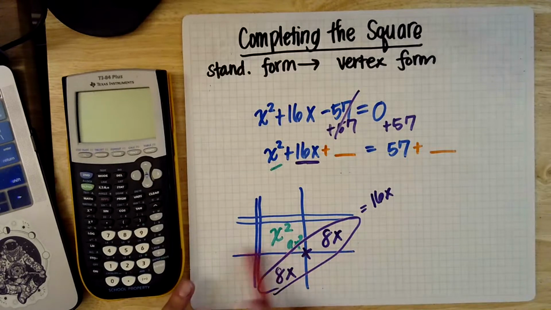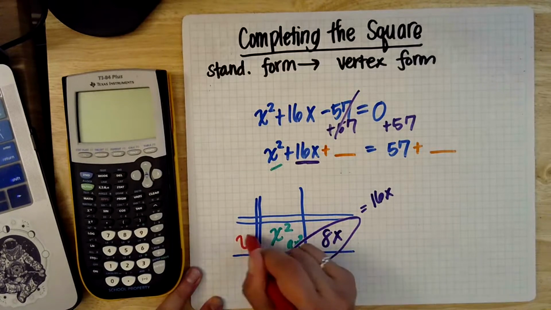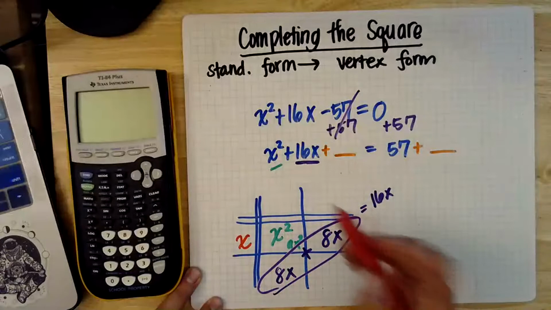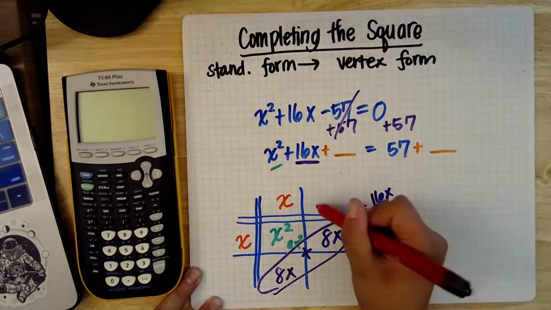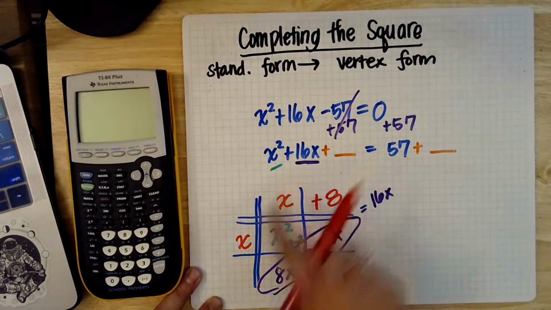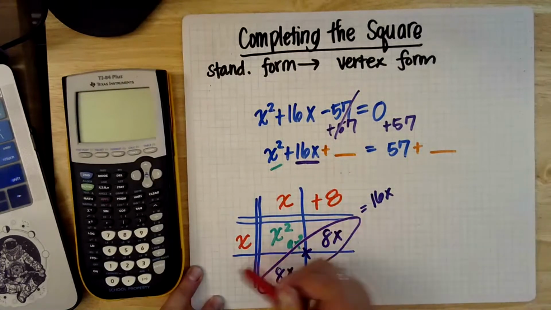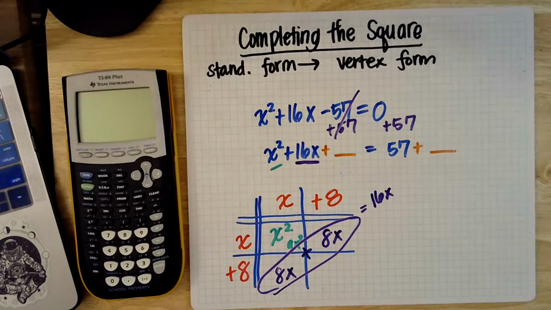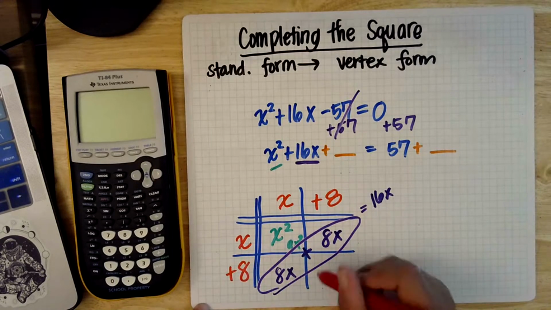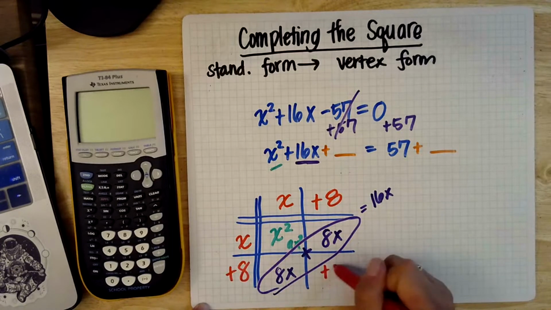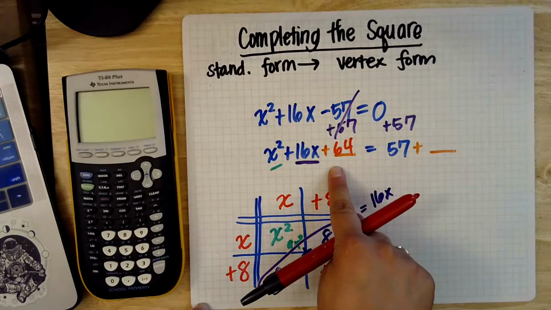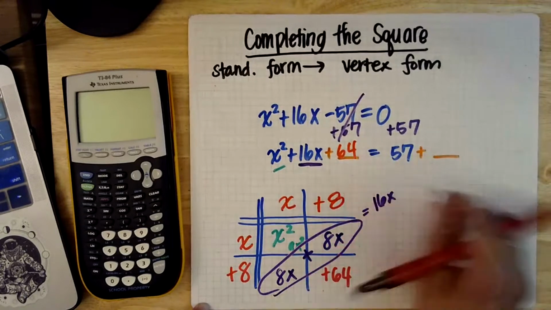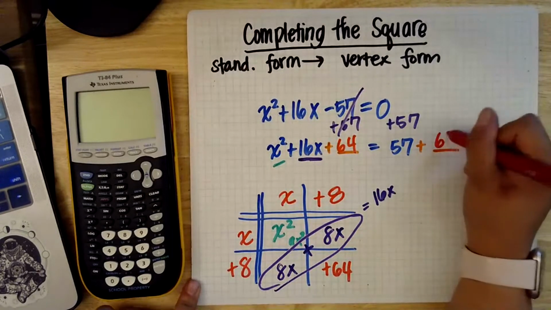What do these guys have in common? These guys have an x in common. Awesome. x times what gives me x squared? x. Awesome. x times what gives me positive 8x? Positive 8. Okay. So now, what do these two guys have? 8 times 8 gives me positive 64. So I have a 64 that I add here. Notice I already put the plus. And whatever I do to the left, I must do to the right. So there I am.